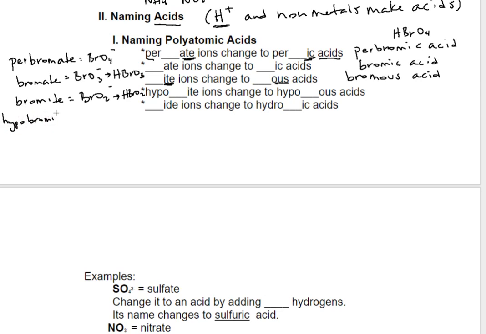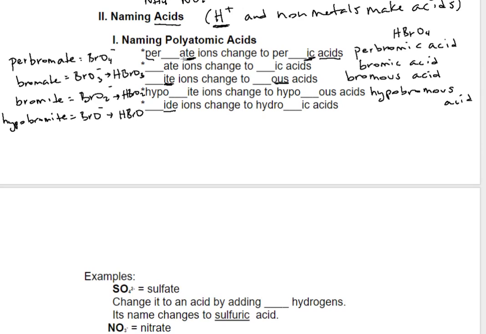Okay, and then hypo-ite, so hypobromite is BrO minus. As an acid, I put an H in front, HBrO, and that would be hypobromous acid. Okay, and then we'll have to get to the ide down below. Okay, so that is the pattern.